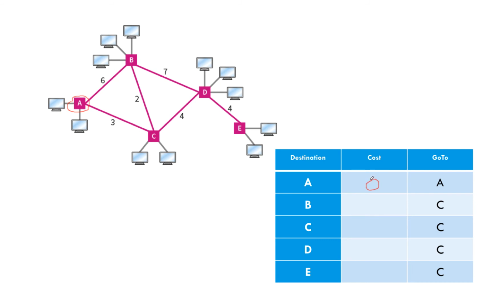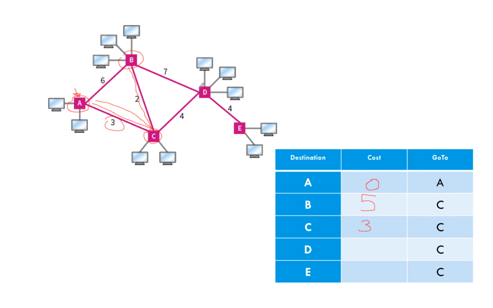Now, because my start point is A, my destination now is B, and I need to go via C. So from A to C is a cost of 3, and to get to B is a cost of 2. So in total, my cost is 5. And the next one, my destination is C. I have to go via C. Therefore, I'm already at A, so my cost will be 3.